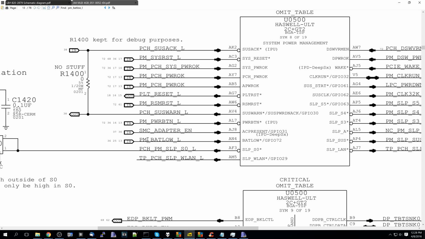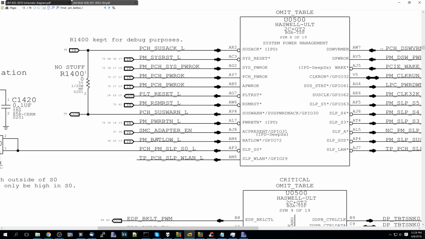So PM, power management. I'm going to assume, because we're on the system power management section of this chip, that PM means power management. Now, bat low. We're talking about a laptop here, so I'm going to assume that that means battery low. Now, underscore L, this is the important one. Underscore L means that this signal will be asserted when it is low in voltage.